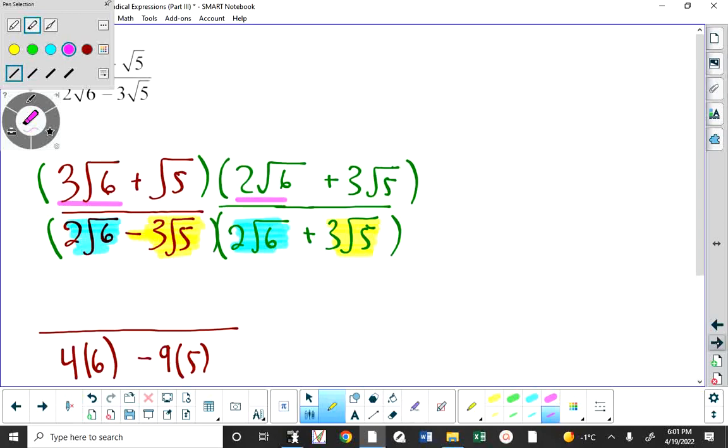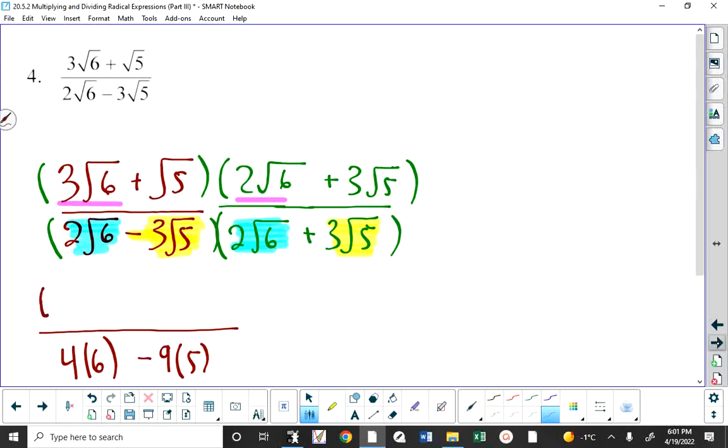So that's my first. 3 root 6 times 2 root 6. 3 times 2 is 6. Root 6 times root 6 is also 6. Now I'm going to do outer, which means I have to multiply 3 root 6 by 3 root 5. So 3 root 6 times 3 root 5, 3 times 3 is 9. Root 6 times root 5 is root 30.